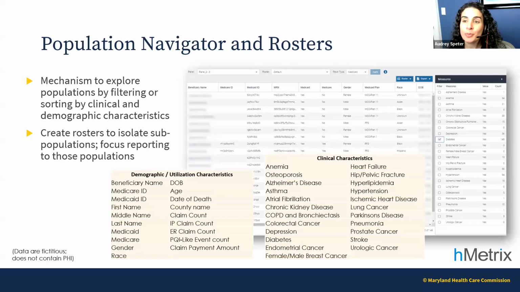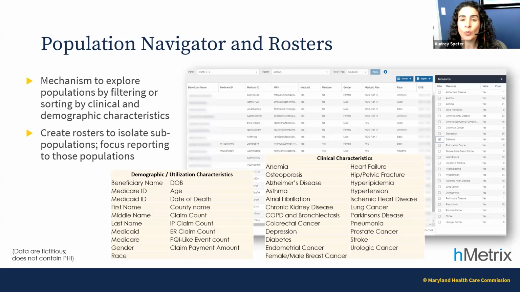So one of the main attributes of the multi-payer reporting suite is a population navigator view and a use of rosters. So when we're talking population health, we do want to be able to talk big picture, but we also want to be able to get down to an individual patient. And as we mentioned on the first slides of what the phases are, you need to be able to target your population. So that's where Population Navigator comes in.